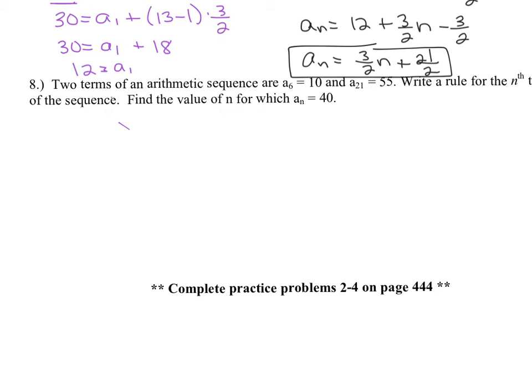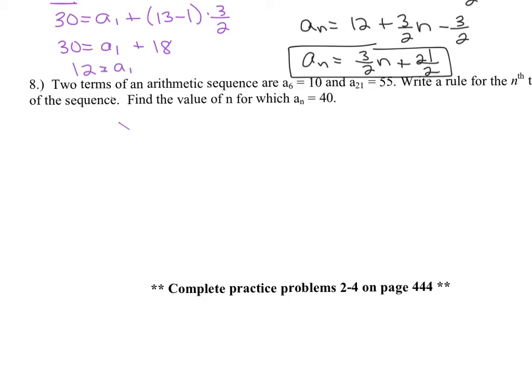For number 8, two terms of an arithmetic sequence are a sub 6 equals 10. So the 6th term is 10, and the 21st term is 55. Write a rule for the nth term of the sequence, and then after that we're going to find the value of n for which a sub n is equal to 40.